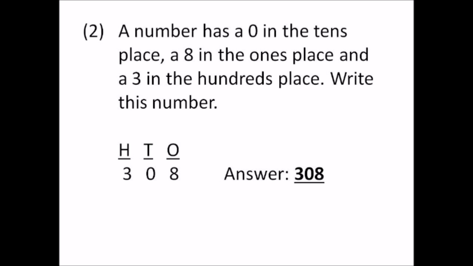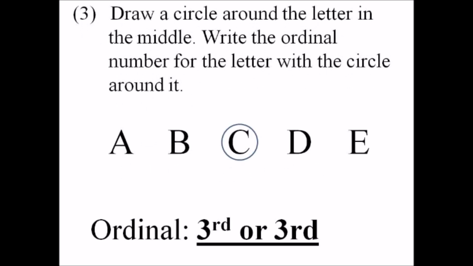Number 2. A number has a 0 in the tens place, an 8 in the ones place, and a 3 in the hundreds place. Write this number. Again, put your place value headings: H for hundreds, T for tens, and the O for ones. And then place your digits under them as you read. And then you'd get that answer.